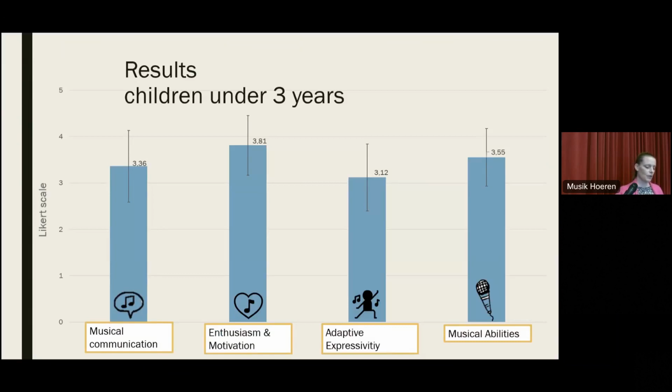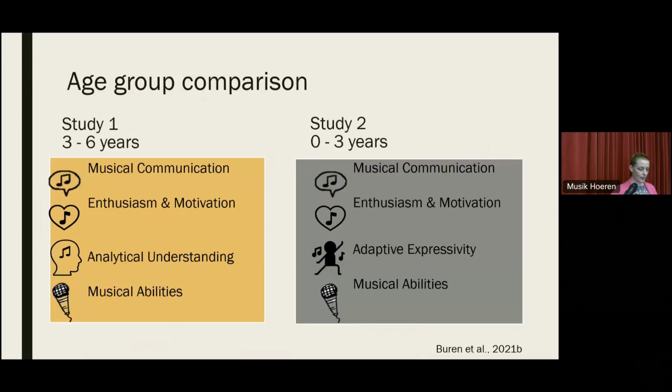We see something we call adaptive expressivity, and again the musical ability factor. If we directly compare those, the most interesting point I think is that they are not the same. There is a difference, but it's just a small difference. Both models have the musical communication part, and both have enthusiasm and motivation. And in the analytical understanding and adaptive expressivity, there's the difference.